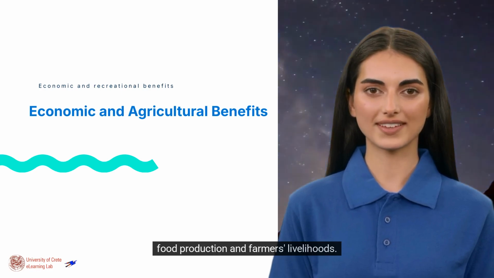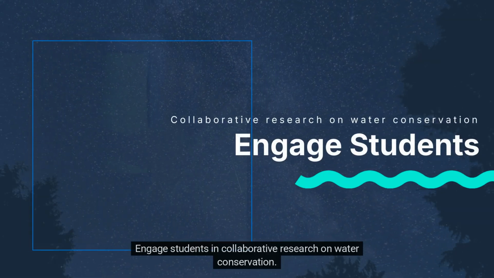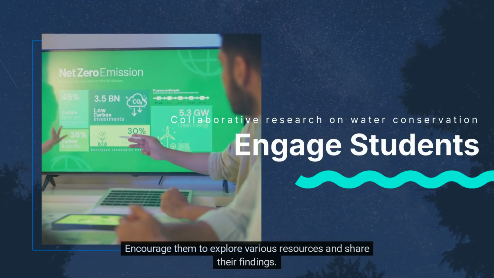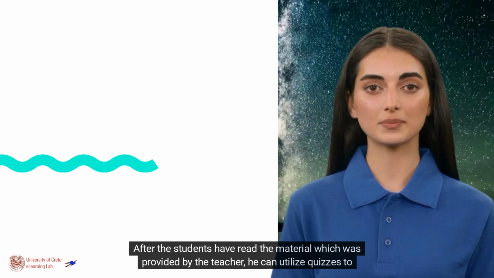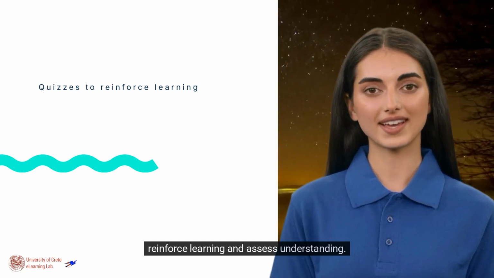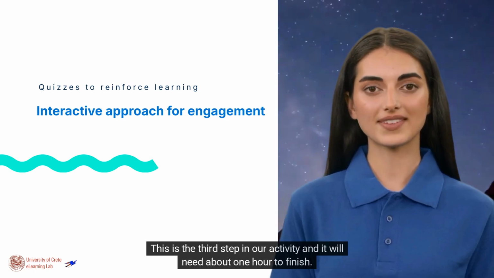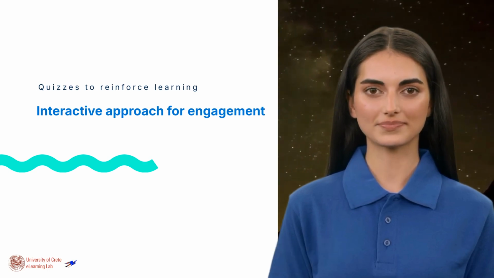and farmers' livelihoods. Engage students in collaborative research on water conservation. Encourage them to explore various resources and share their findings. After the students have read the material provided by the teacher, he can utilize quizzes to reinforce learning and assess understanding. This interactive approach keeps students engaged and informed. This is the third step in our activity, and it will need about 1 hour to finish.